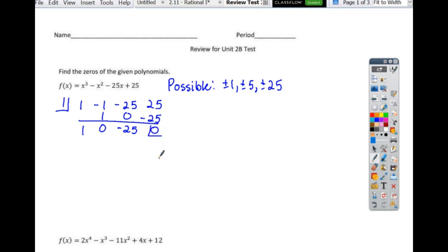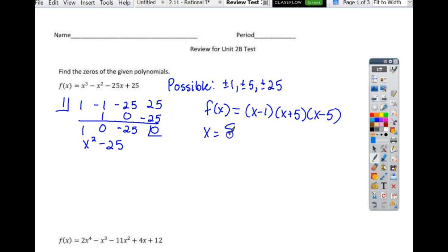And I get a 0 remainder, so that tells me that 1 is a 0. So for my f of x, remember, if it's a positive 1 here, when you write it as a linear factor, it's a minus. Next, I'm going to check and see if what's left over is factorable. So if this is x to the third, this is x squared. I have no x's and minus 25. That is factorable, so I'm going to have x plus 5 and x minus 5, which makes my zeros 1 and plus and minus 5.